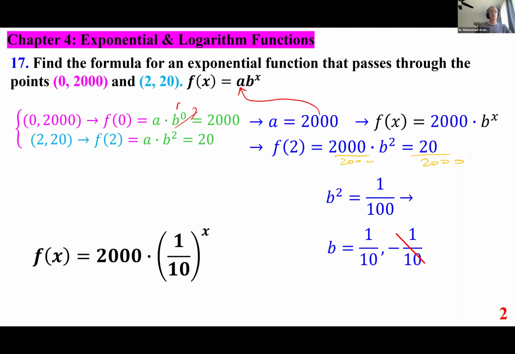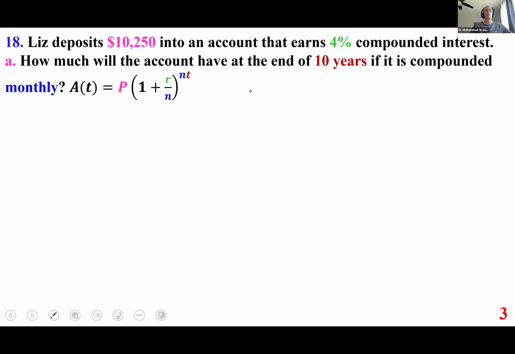f of x is 2000 times 1 over 10 to the power of x, because for the exponential functions, the restriction is that the base must be positive and it can't be 1. Let's move on.